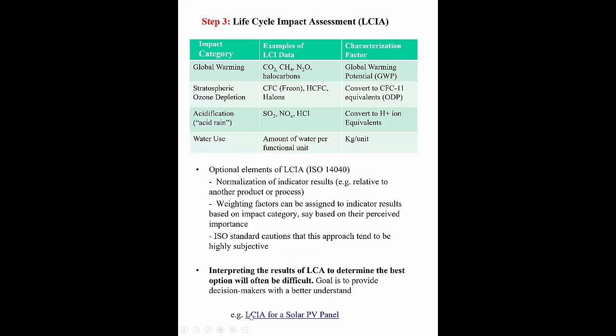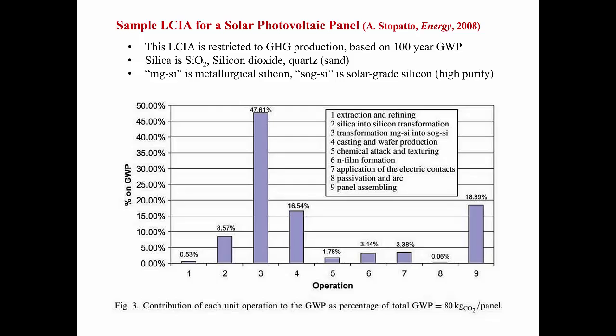Let me show you a sample life cycle impact analysis for a solar panel. This is a solar PV panel. This is from a paper in Energy 2008. It's looking at how much of the total impact on global warming. A PV panel emits 80 kilograms of CO2 equivalent over its life cycle, and this is telling you what fraction of it is associated with extraction and refining. Remember, solar panels are made of silicon dioxide, and they purify the silicon. And then it goes through the different manufacturing processes. Refining step 3 is transforming the silicon from metallurgical grade to solar grade, so really high purity. That's where a lot of the energy goes into refining that silica into super pure silicon before you can grow the crystals. And then it goes all the way down here to panel assembly. So that's the kind of details you get in a life cycle assessment.